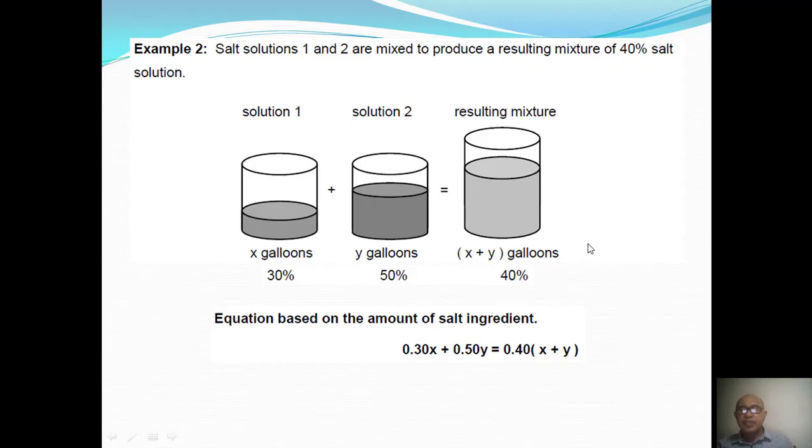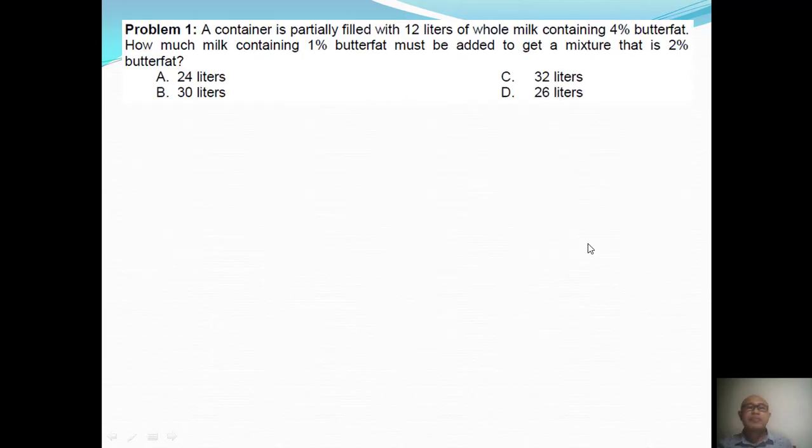Okay? So to illustrate, we have here problem 1. A container is partially filled with 12 liters of whole milk containing 4% butterfat. How much milk containing 1% butterfat must be added to get a mixture that is 2% butterfat?